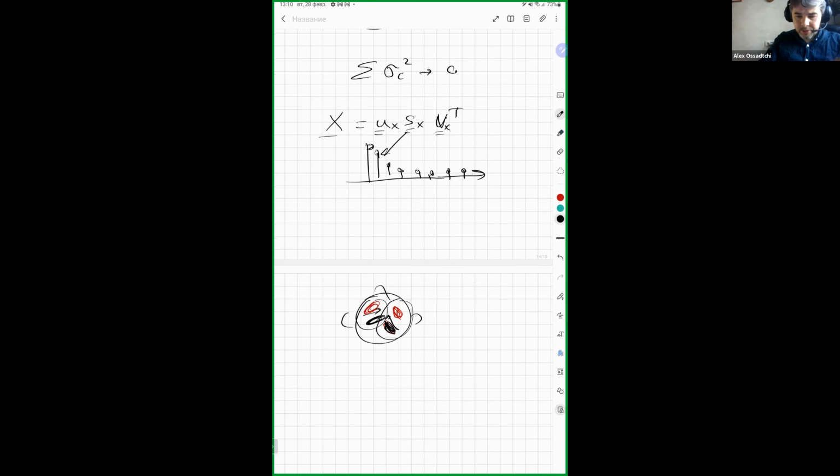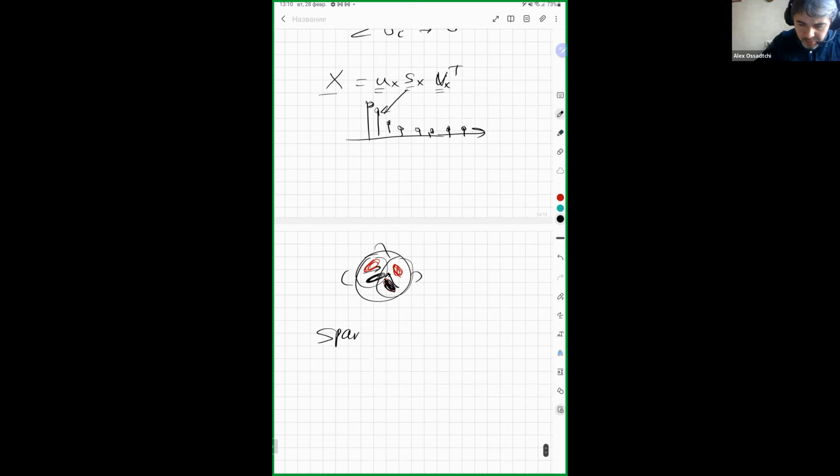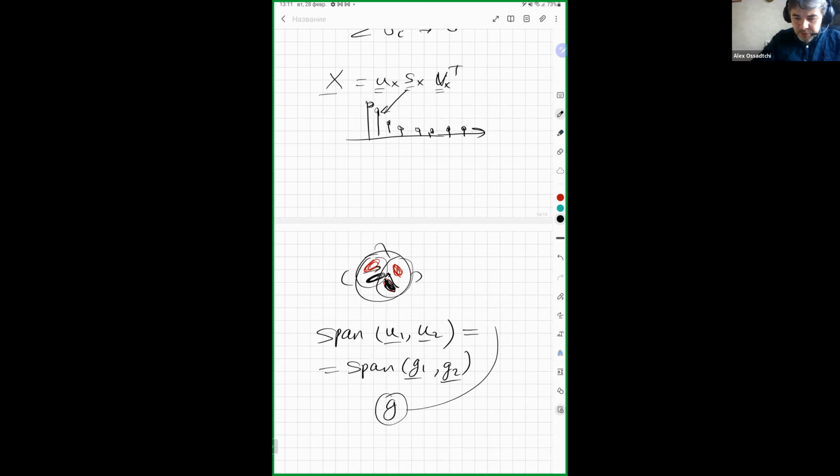We discussed it last time. So basically the span of U1 and U2, in this case, will be equal to the span of G1 and G2, but they will not be equal themselves. But for this, you have a model. Now you will be looking for such a G that fits the space well. If you found it, you found the source.